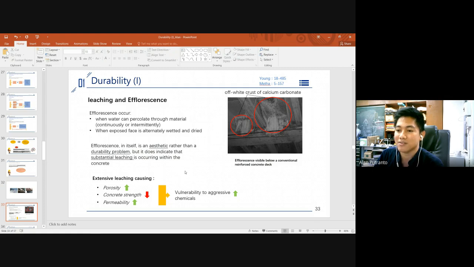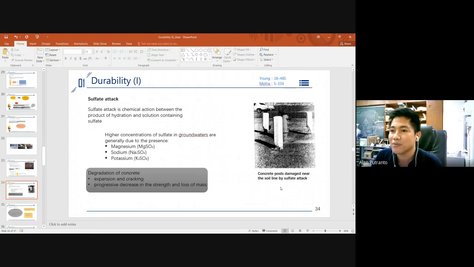This efflorescence? Okay, the first is high porosity, and the second one is that our concrete strength is decreased. Another one is because the permeability increases. And then this will lead to vulnerability to aggressive chemicals. When this happens, the concrete will be very vulnerable to aggressive chemicals. Okay. And then this is for sulfate attack.